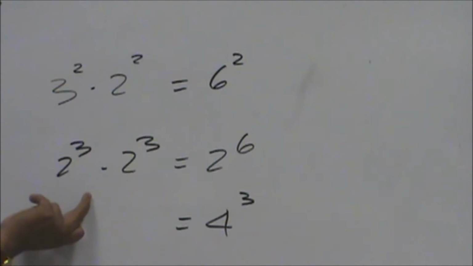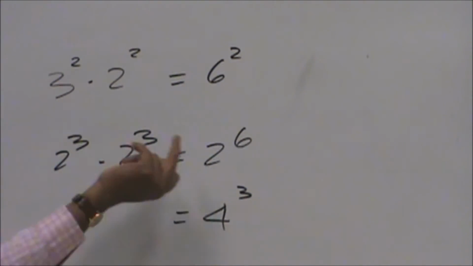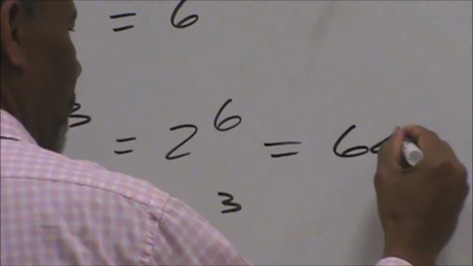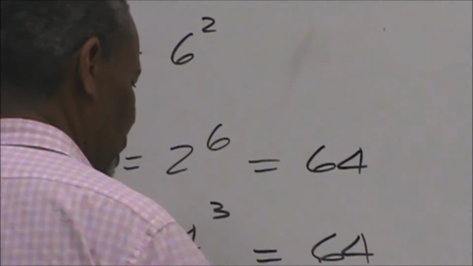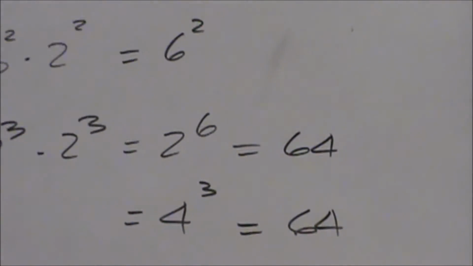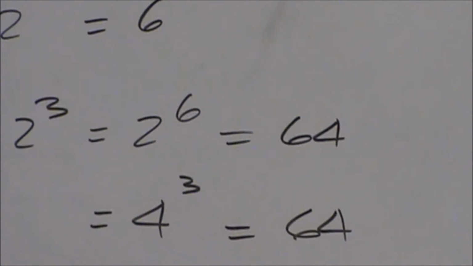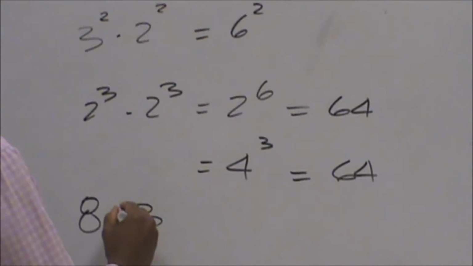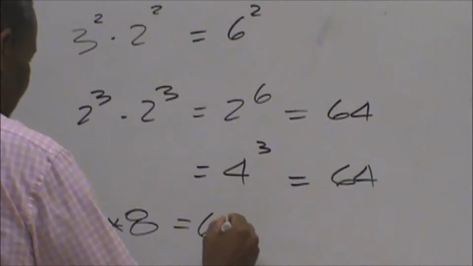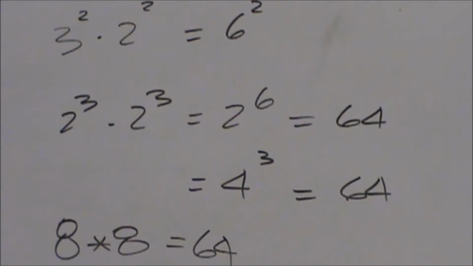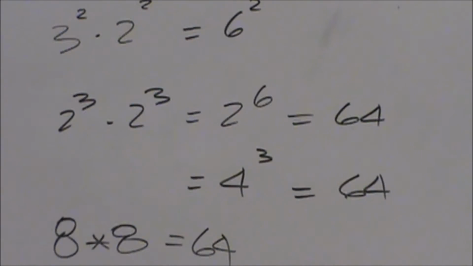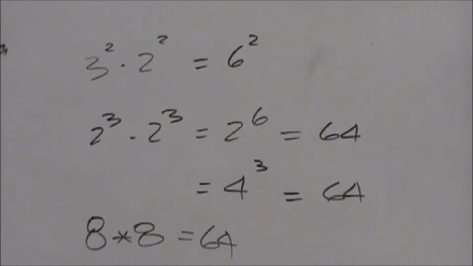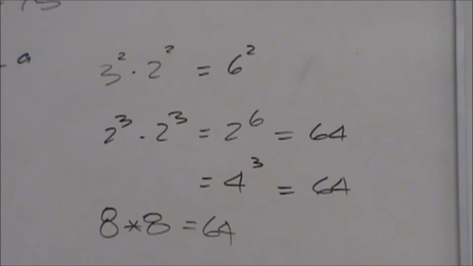Now, if the base is the same, you can just keep the base and add the exponents. So both of these are the same answer. If you do this, it will give you 64, and this will give you 64. Both of them will give you 64. It doesn't matter. As a matter of fact, you could have kept this: 2 cubed is 8, and 2 cubed is 8, and 8 times 8 also gives you 64. Like I said, it doesn't matter how you skin the cat, as long as you're following the rules.